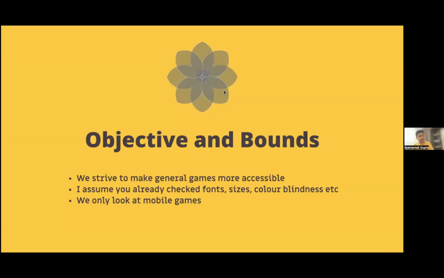So, straight off the bat, let's set up certain boundaries, right? We are talking about general games. We're not going to talk about specific cases like, for example, a learning educational game for someone with cognitive impairment, right? We're talking about general games. I'm going to assume that you have already done one round of basic accessibility checks. And because of time constraints, we'll only look at the context of mobile games.